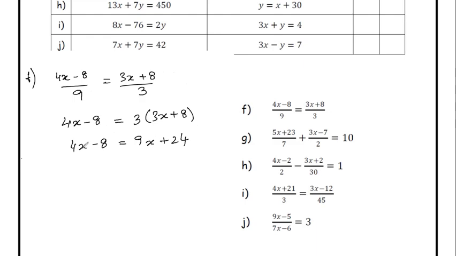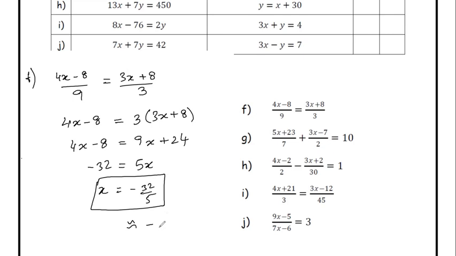And then I'm taking 4x on the right hand side, so I get 5x here. And then 24 on the left hand side, I get negative 32. So that's negative 32 equal to 5x. So x is equal to negative 32 by 5. You can write down your answer as a mixed fraction as well, but that's not required. So it'll be negative 6 and 2 by 5, mixed fraction.